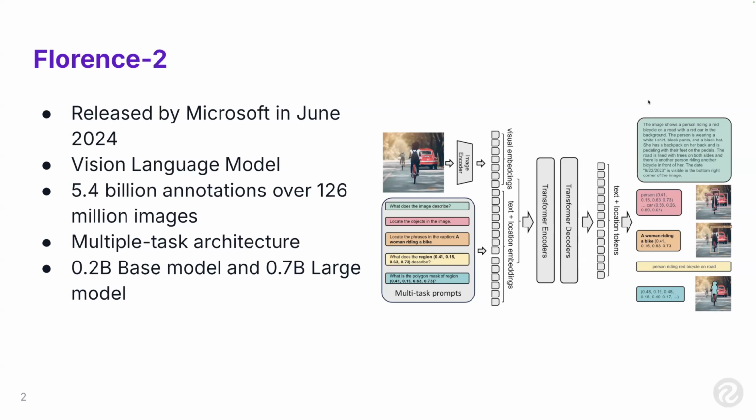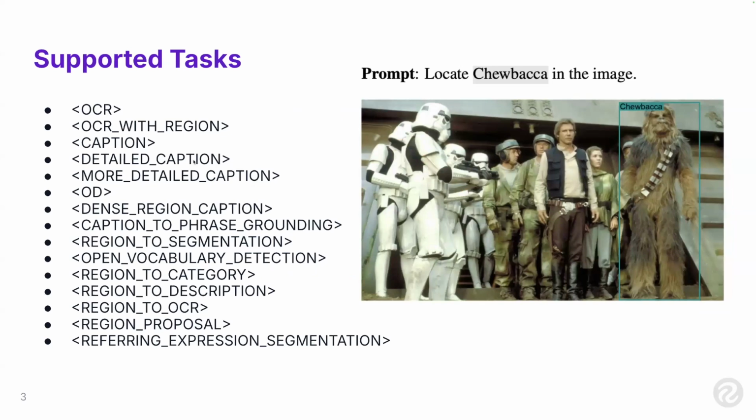So I just wanted to go over quickly all the different tasks that are supported by this model out of the gate. So these little phrases in angle brackets are basically a unique identifier for each task that the model can do. So you can give it this identifier and the corresponding image or another piece of text as well, and the model can do different things depending on what that identifier is.